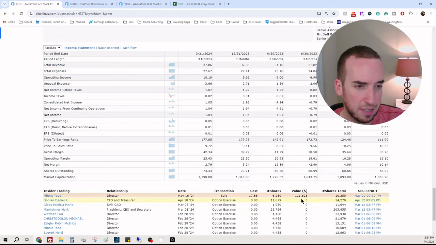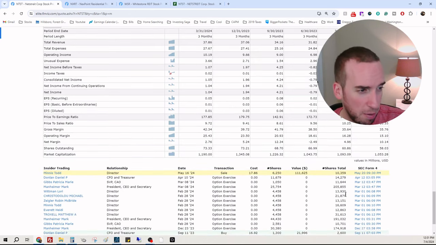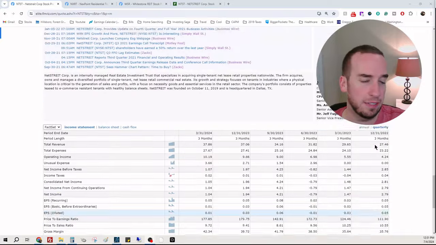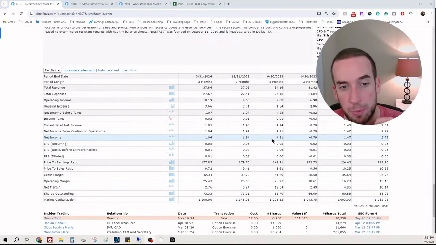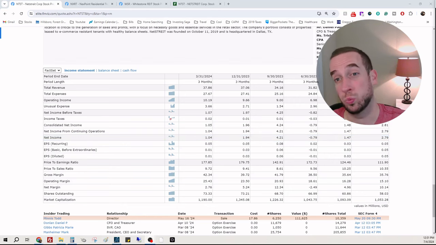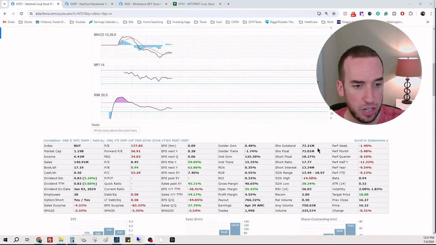Todd Minnis. He sold out less than 50% of his ownership, but he probably got options. Yes, he did. So we got 4,000 in options. So again, not a red flag. And in terms of income, they've been profitable. Dude, this could be a good one. Not a lot of shares outstanding.